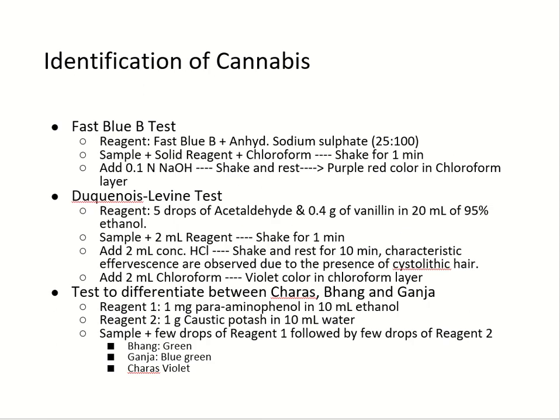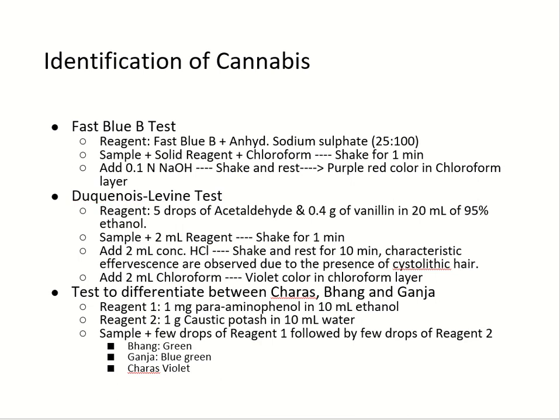Now the test for the identification of cannabis, the fast blue B test, in which the reagent is fast blue B plus anhydrous sodium sulfate in the ratio 25 to 100. To the sample, the solid reagent is added along with chloroform. Then 0.1 normal NaOH is added. A purple-red color will be formed in the chloroform layer.